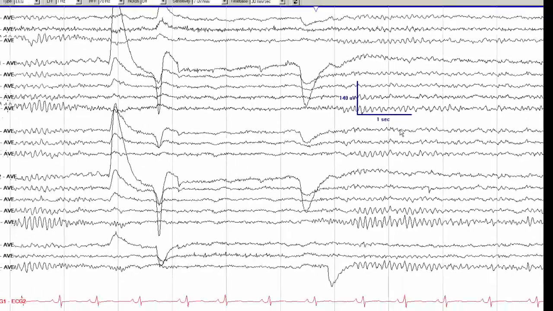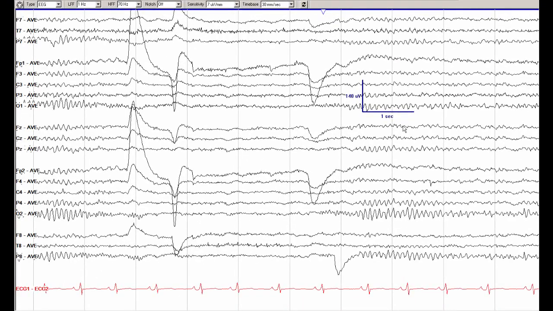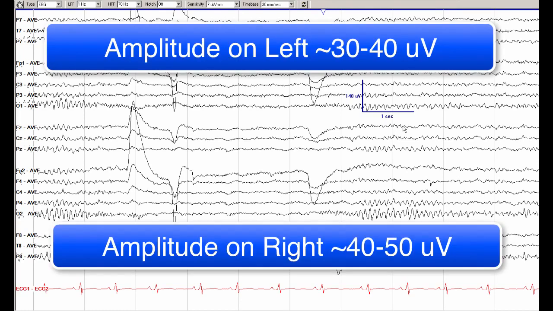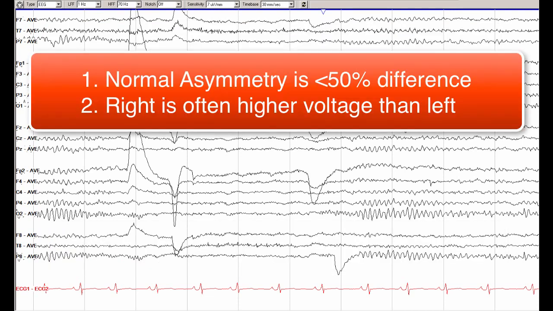Going back, now we have a sense of symmetry. The amplitude is between 30 and 40 microvolts on the left side and between 40 and 50 microvolts on the right. In general, we say that it is still a normal level of asymmetry as long as the difference in amplitude is less than 50% on a referential montage. As well, the amplitude of the alpha rhythm is generally higher voltage on the right side compared to the left. Although there are several theoretical explanations for that, there is no conclusive evidence to explain why this is the case.